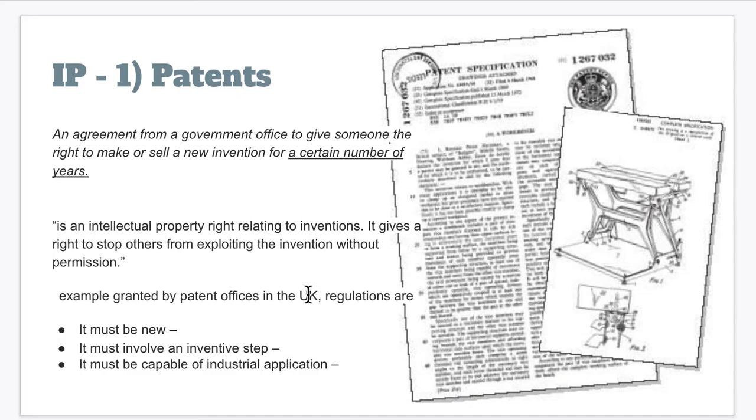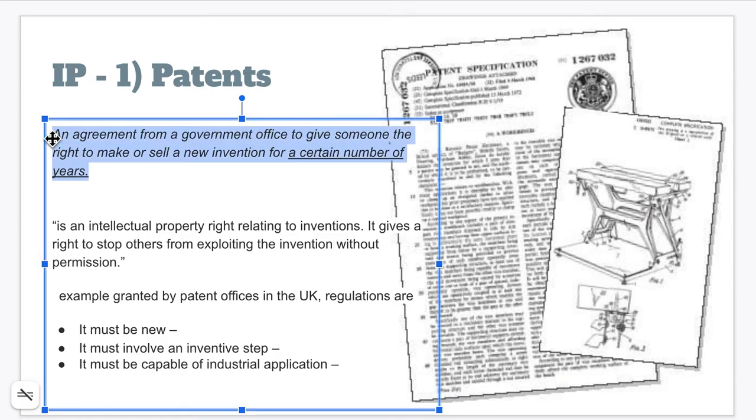This is like the UK regulations. But what's important for you is this definition: the government office gives someone the right to sell or create this new invention for a certain number of years. So that's important too. It doesn't last forever. After a certain number of years, it expires and it ends.